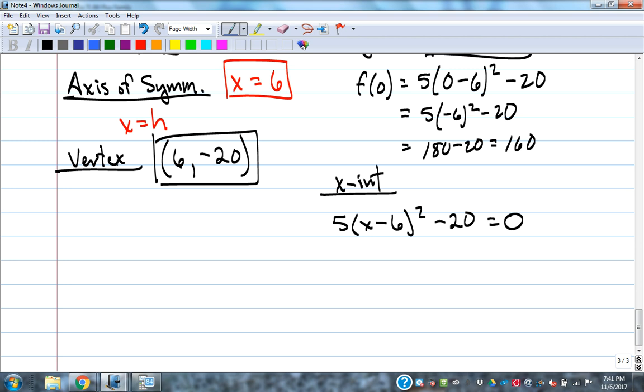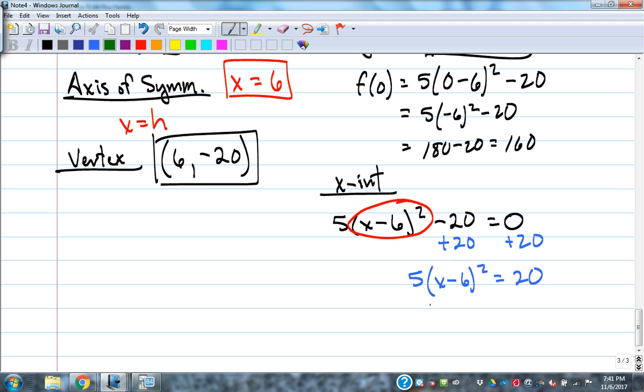What part of this thing is squared? That stuff. We get that guy by himself, then we can take the square root and then get X by itself. Okay? So I'm going to move the 20 first by addition. That's 5 parentheses X minus 6 squared is equal to 20.